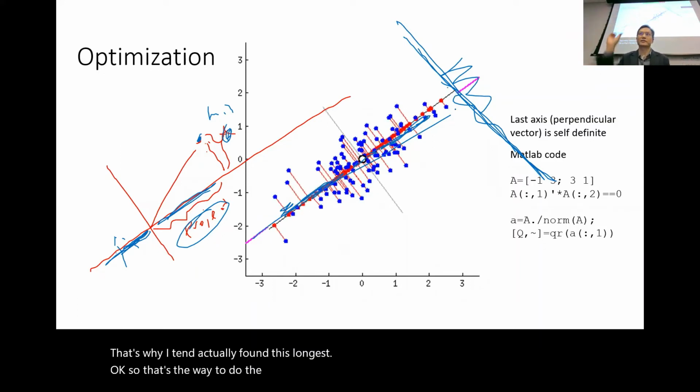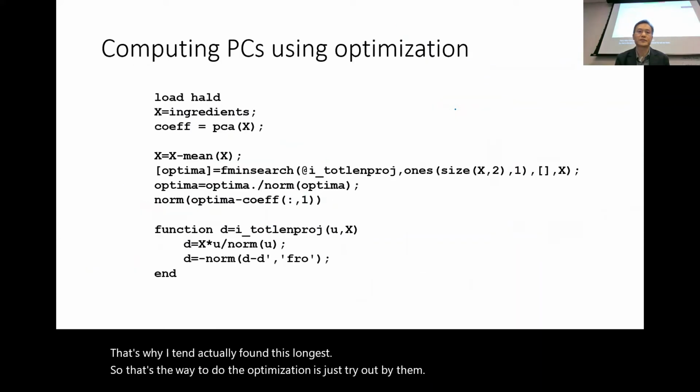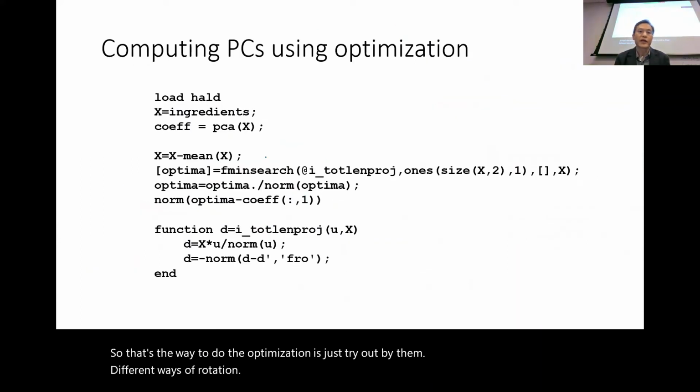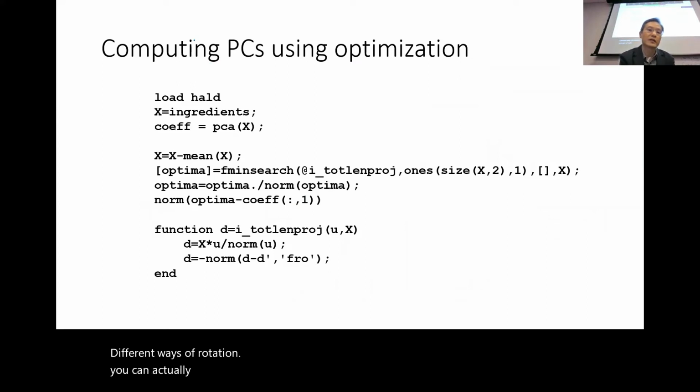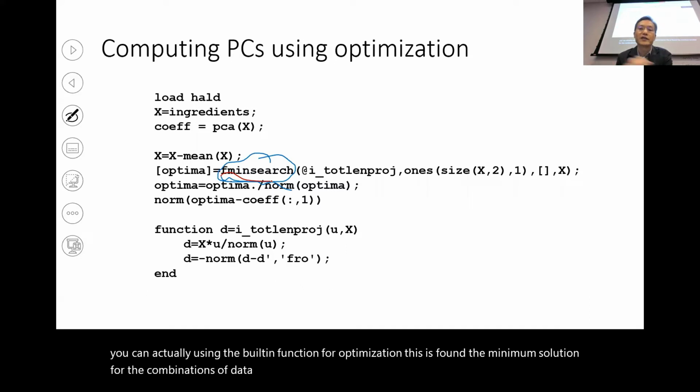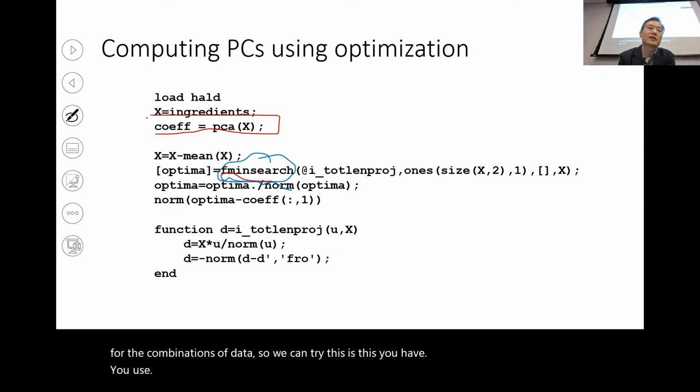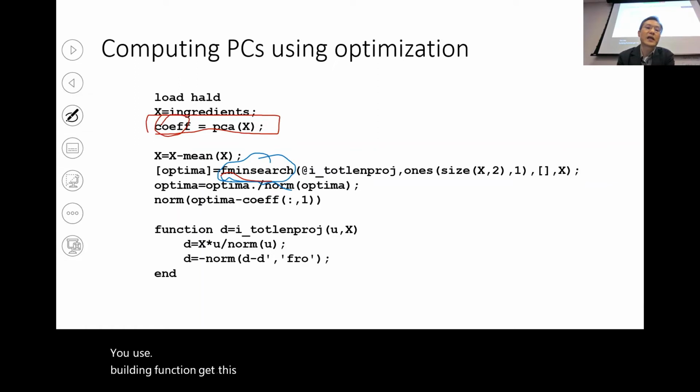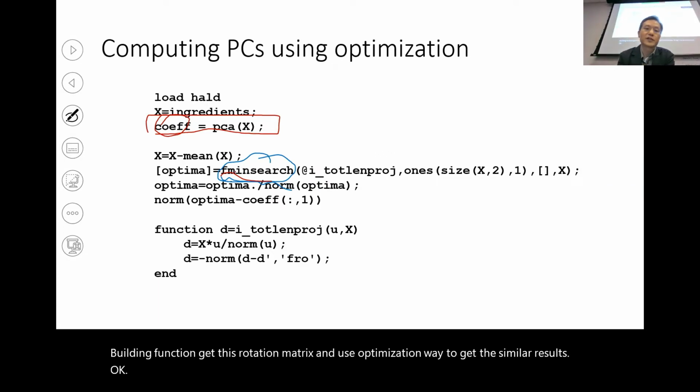You just try different ways of rotation. You can actually use the built-in function for optimization. This finds the minimum solution for the combinations of data. So we can try this. You use a built-in function to get this rotation matrix, and then you use the optimization way to get similar results. Okay. So that's the optimization function.